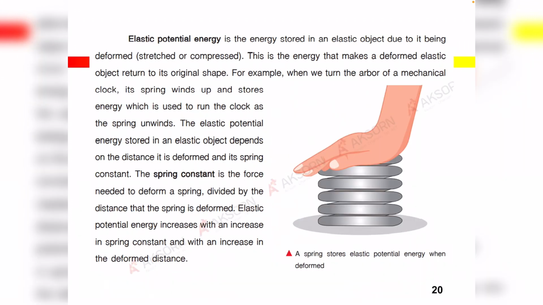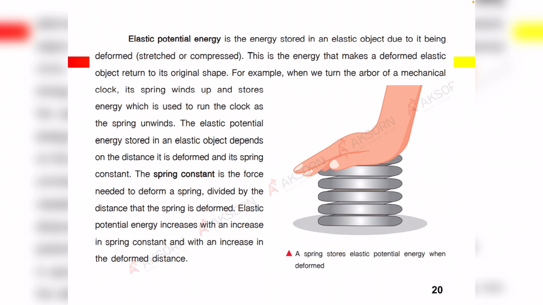Okay? Now, the second type of potential energy is what we call the elastic potential energy. This is the energy stored in an elastic object due to being deformed, stretched, or compressed. This is the energy that makes a deformed elastic object return to its original shape. For example, when we turn the arbor of a mechanical clock, its spring winds up and stores energy, which is used to run the clock as the spring unwinds.